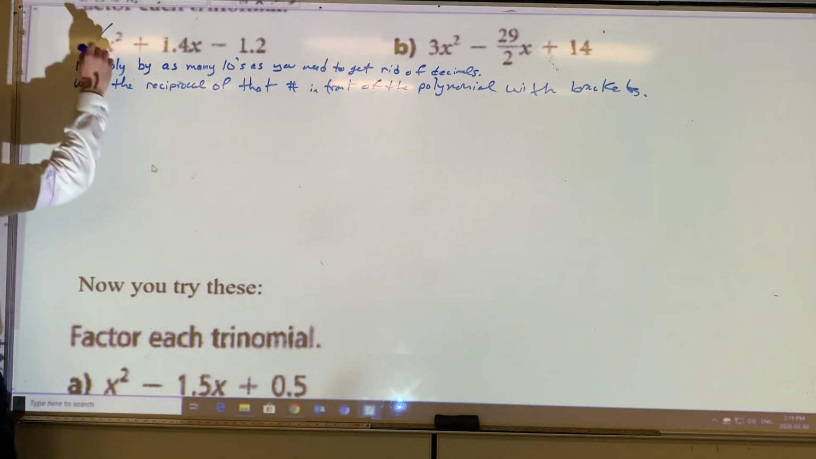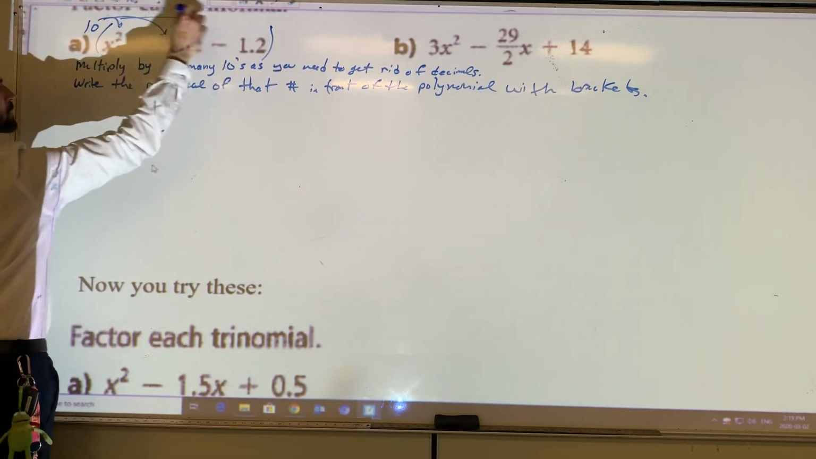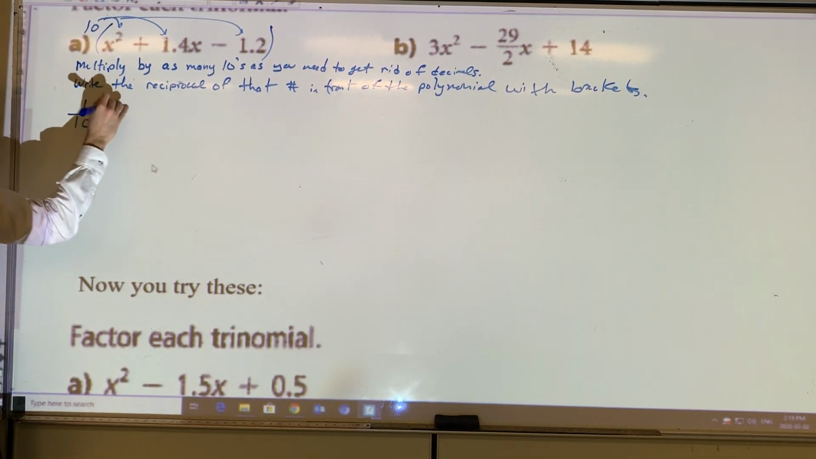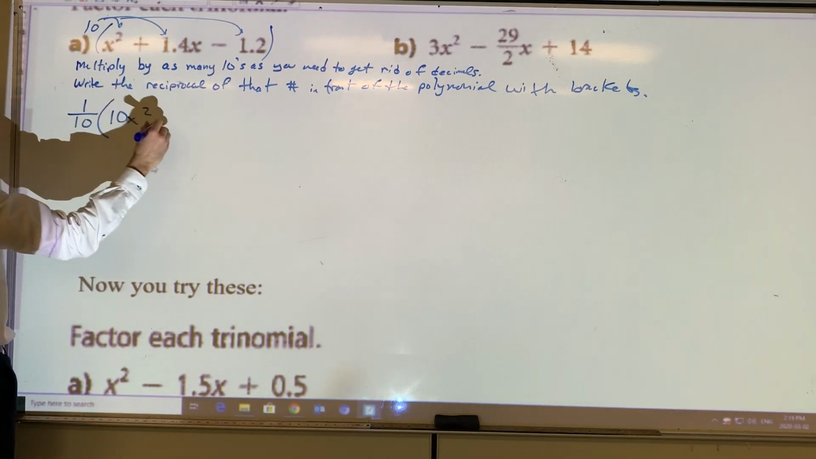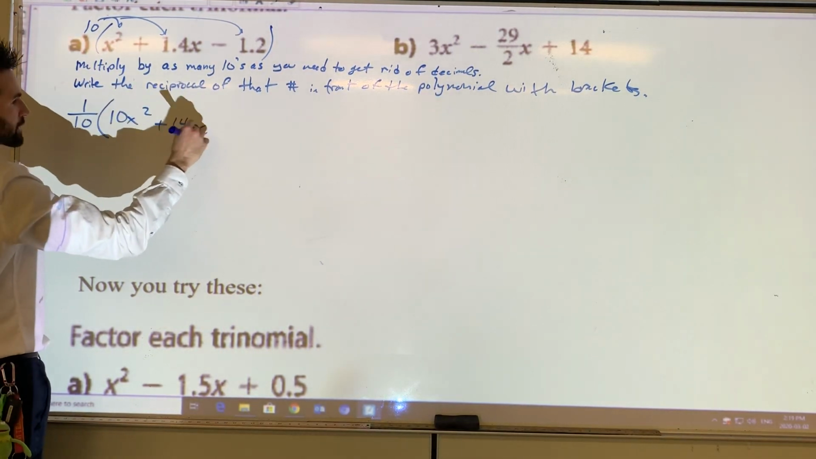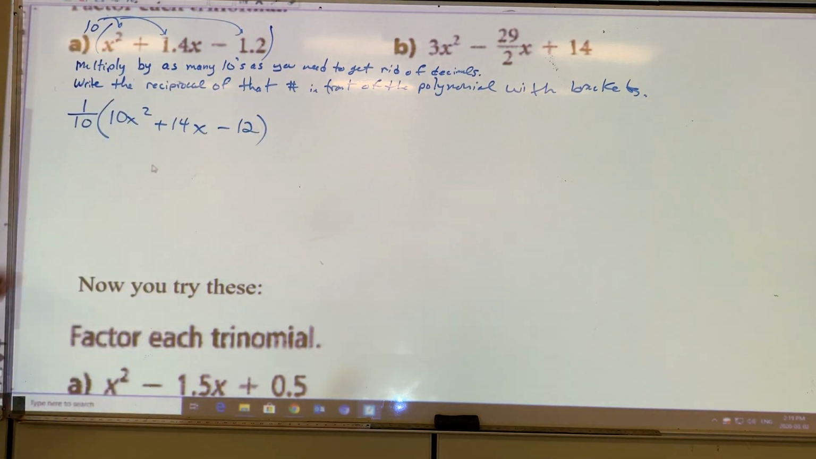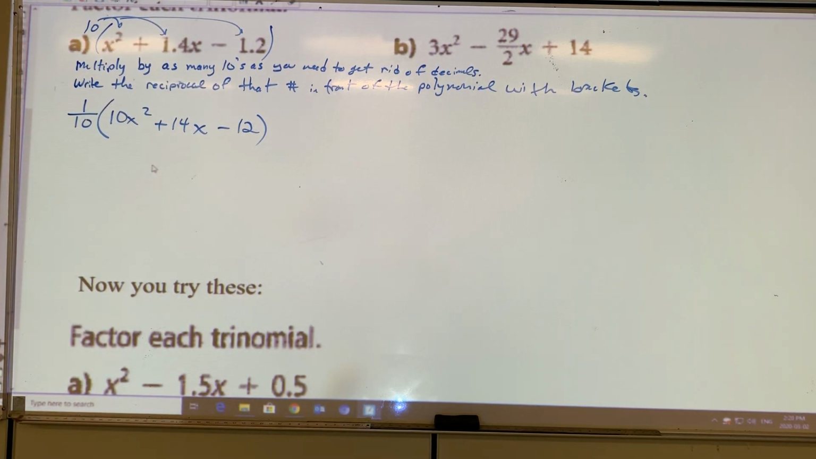So if I multiply this whole thing by 10, every single term gets multiplied by 10. Then I need to write the reciprocal of that to get rid of it in front. So the reciprocal is 1 over 10. If I write 1 over 10, then I would get 10x squared plus 14x, 1.4 times 10, subtract 12. If I were to distribute this back in, I get back to where I started. I didn't change anything. Okay?